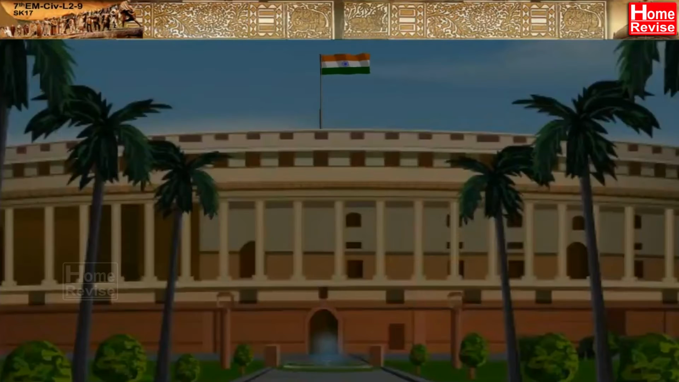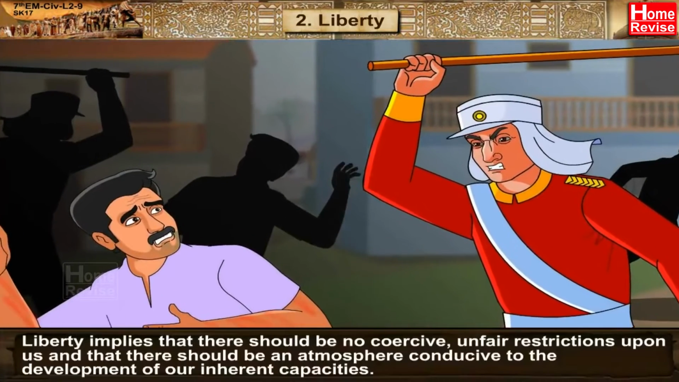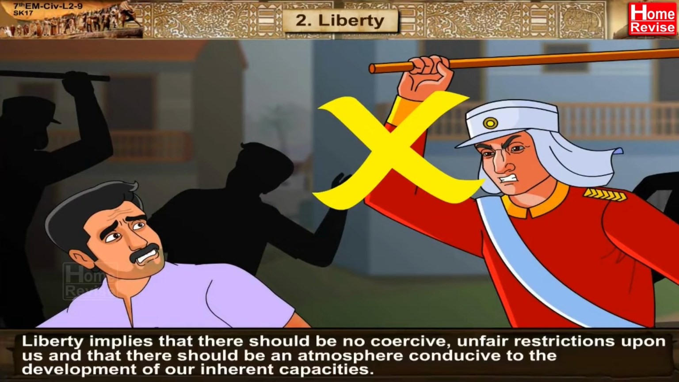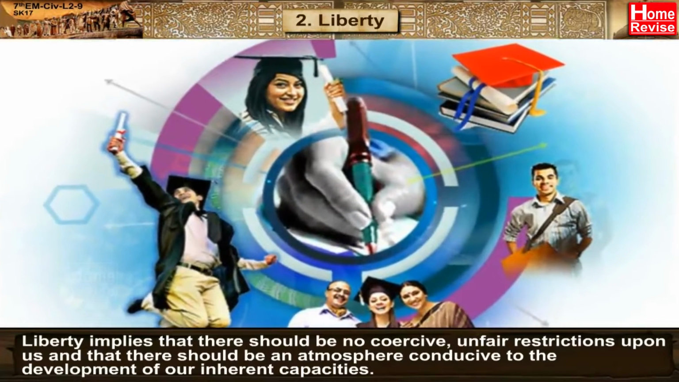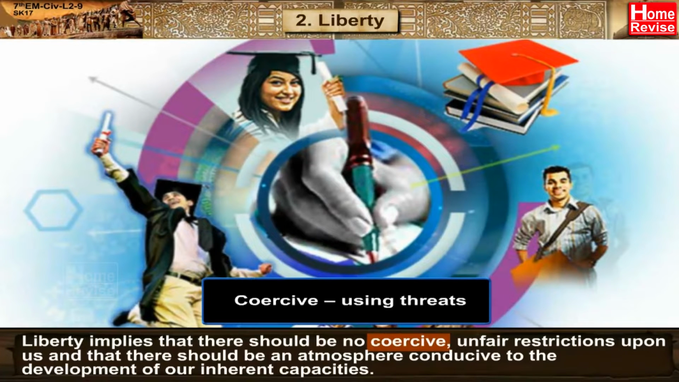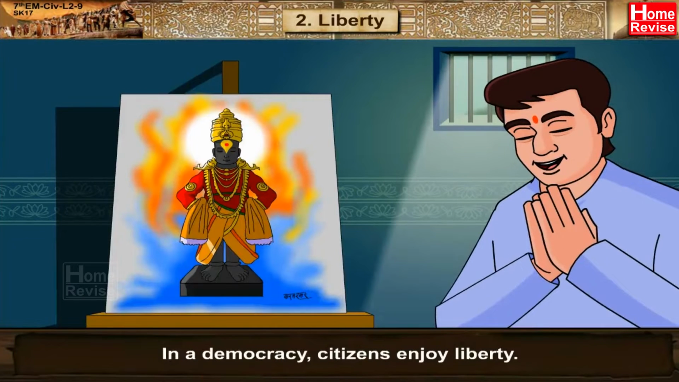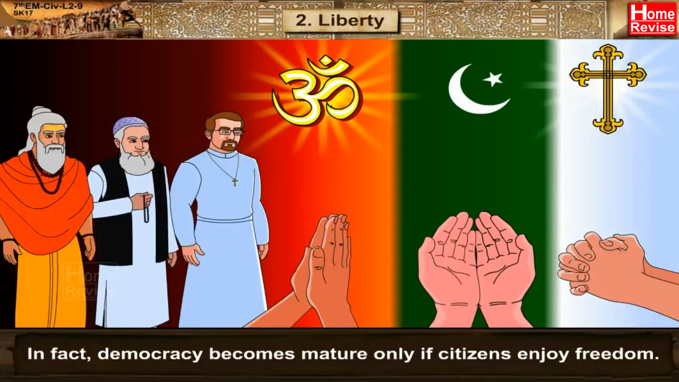2. Liberty. Liberty implies that there should be no coercive, unfair restrictions upon us and that there should be an atmosphere conducive to the development of our inherent capacities. Coercive means using threats. Inherent means permanently existing. In a democracy, citizens enjoy liberty. In fact, democracy becomes mature only if citizens enjoy freedom.